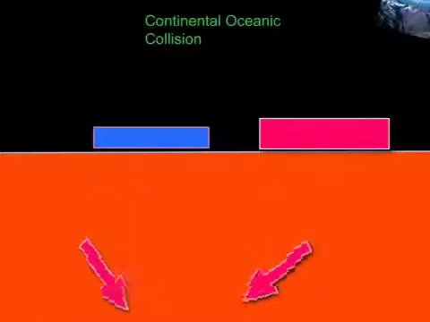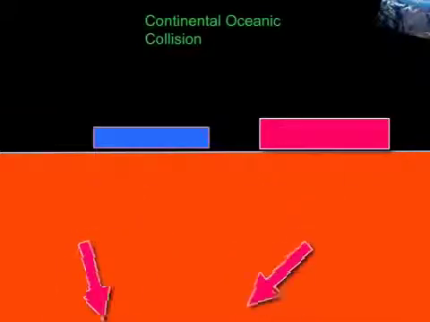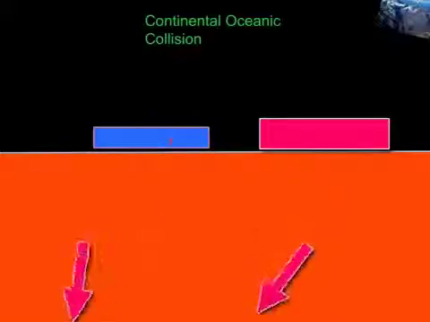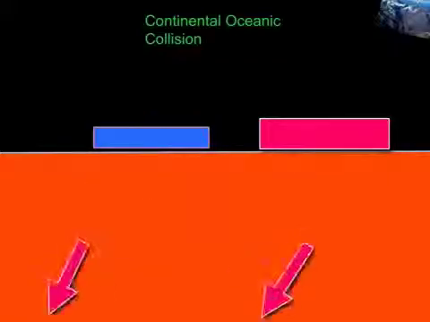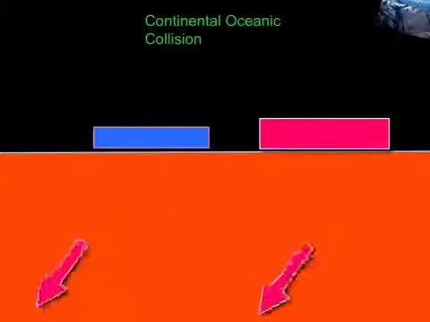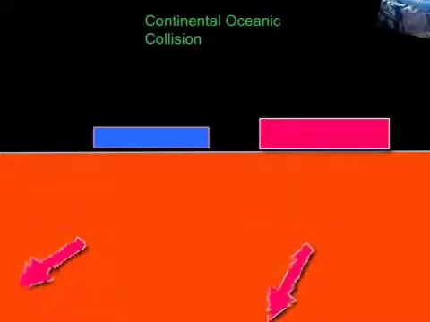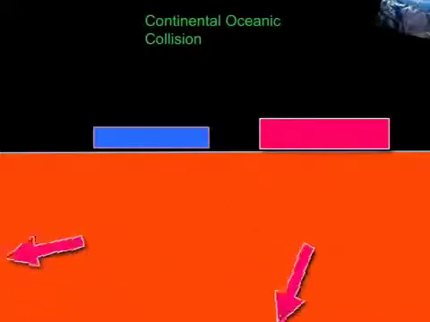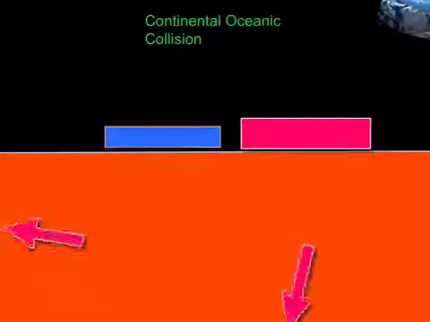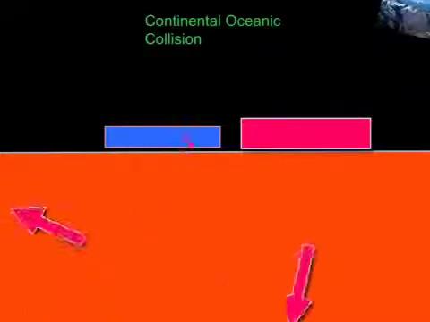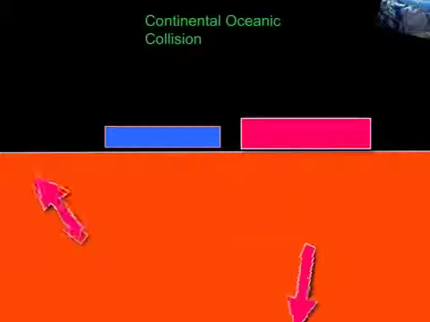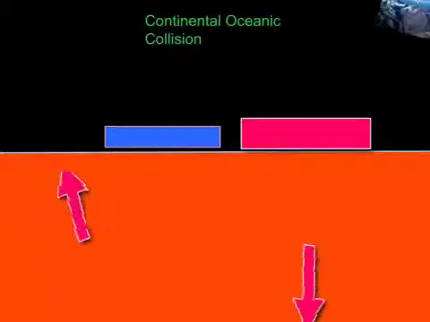Continental-oceanic collision. Again, these are convection currents. This is the oceanic plate, and this is the continental plate. As you can see, our convection currents are moving with each other, so the two plates will collide. Usually, the oceanic plate here is the older, denser plate, even though it doesn't look like it.